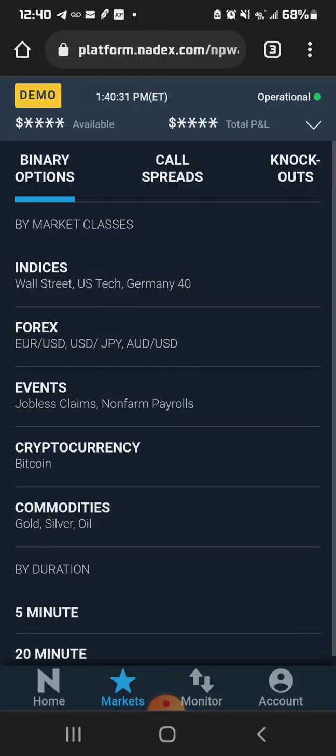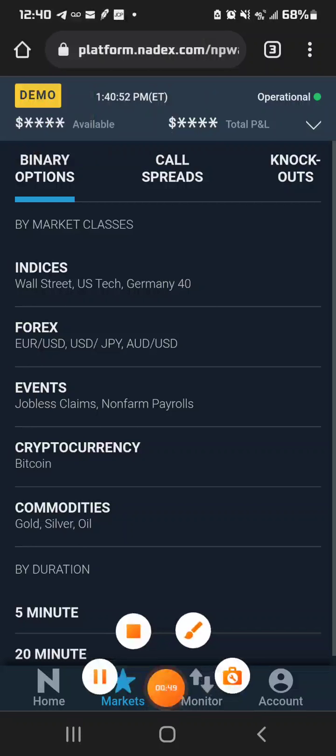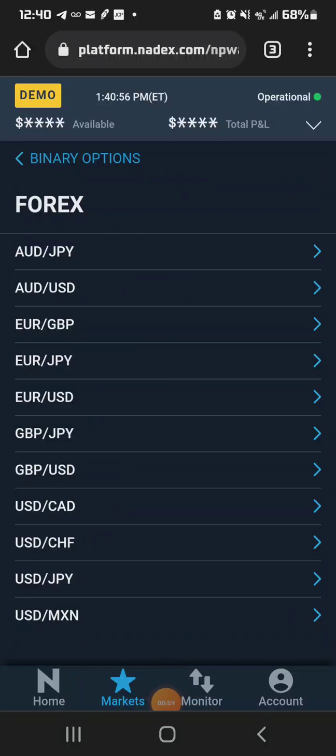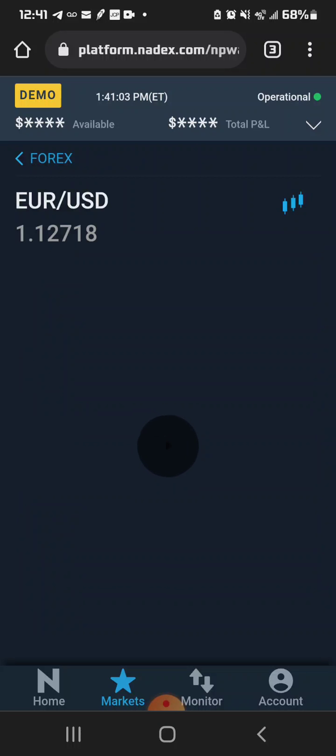Basically, this is a demo account, and you choose what you want to trade. If you want to trade indices, or a forex pair, they have events like non-farm payroll. They have crypto for demo, but not for live accounts. Commodities like gold and silver, they have that also. So I'm going to choose a forex pair and explain a little bit. Most everybody's favorite pair is Euro USD, and there it is right here.